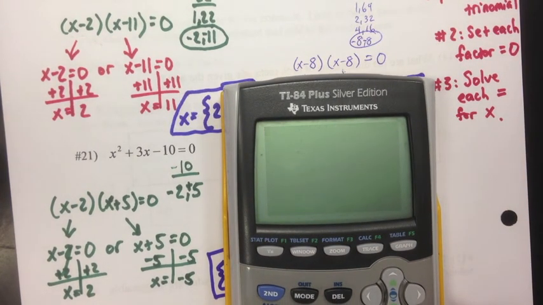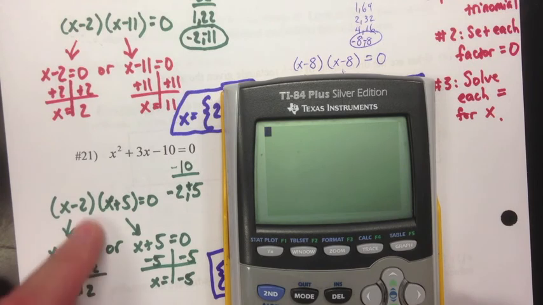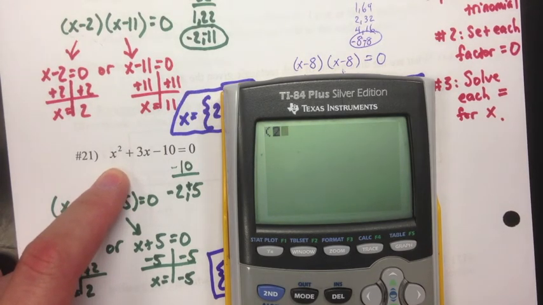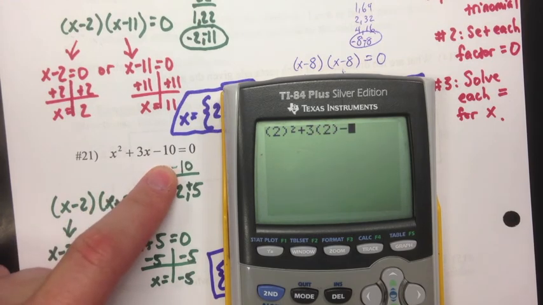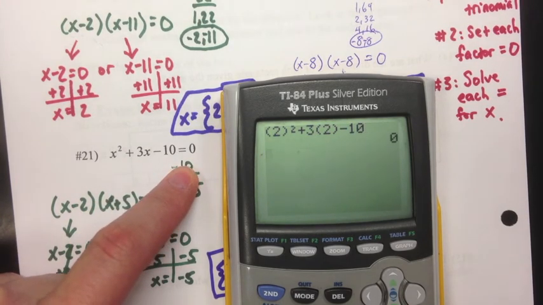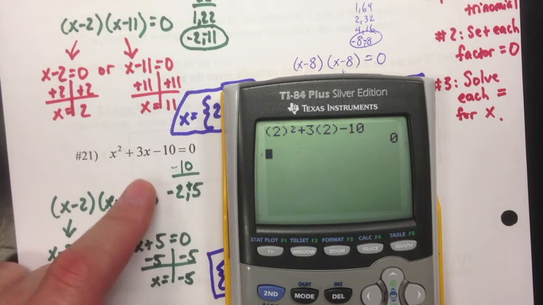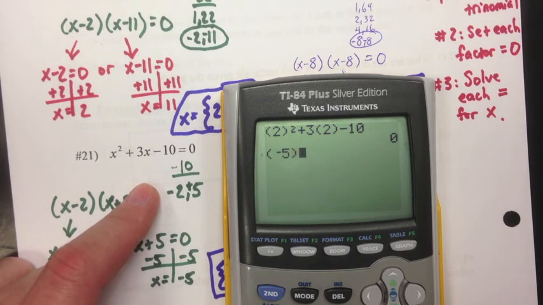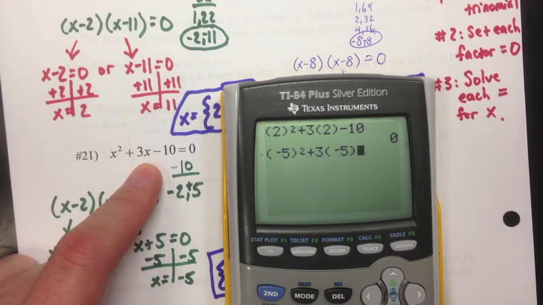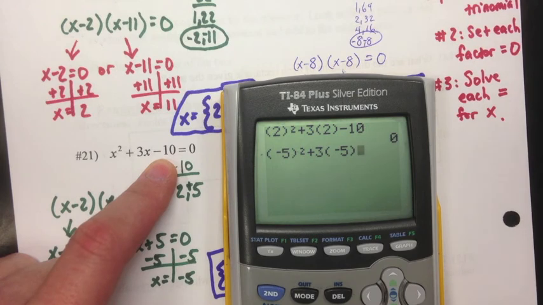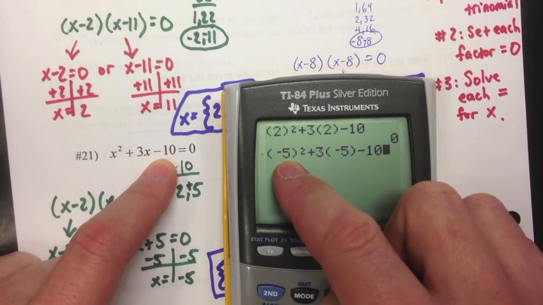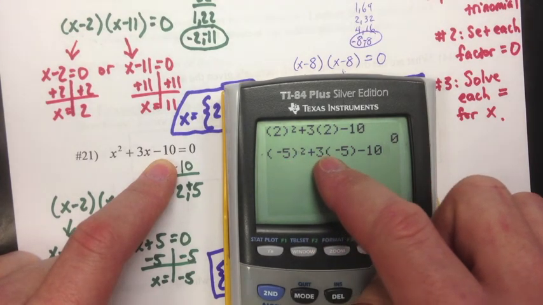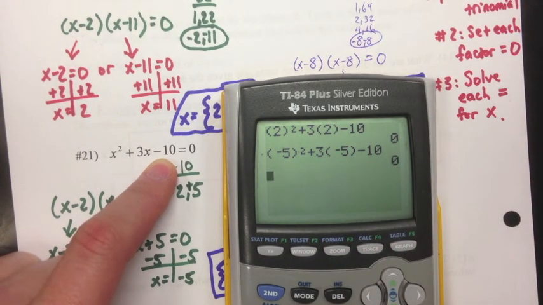Is my answer positive 2? Well, let's put the 2 in. 2 squared plus 3 times 2 minus 10. Does it give me 0? Check. How about my other answer, negative 5? Negative 5 squared plus 3 times negative 5 minus 10. That should also give me 0. Notice how I put the parentheses. I always use parentheses, especially with a negative number. Enter, I get 0. It's good.